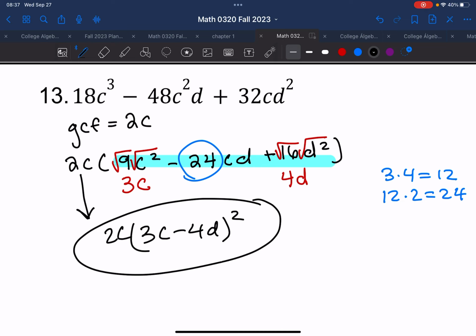Okay, so right away before we determine if the problem is prime or not, so not factorable, we have to always check if we can take out a GCF. If we can take out a GCF and then if our factor is still not factorable, then at that point we would write prime.